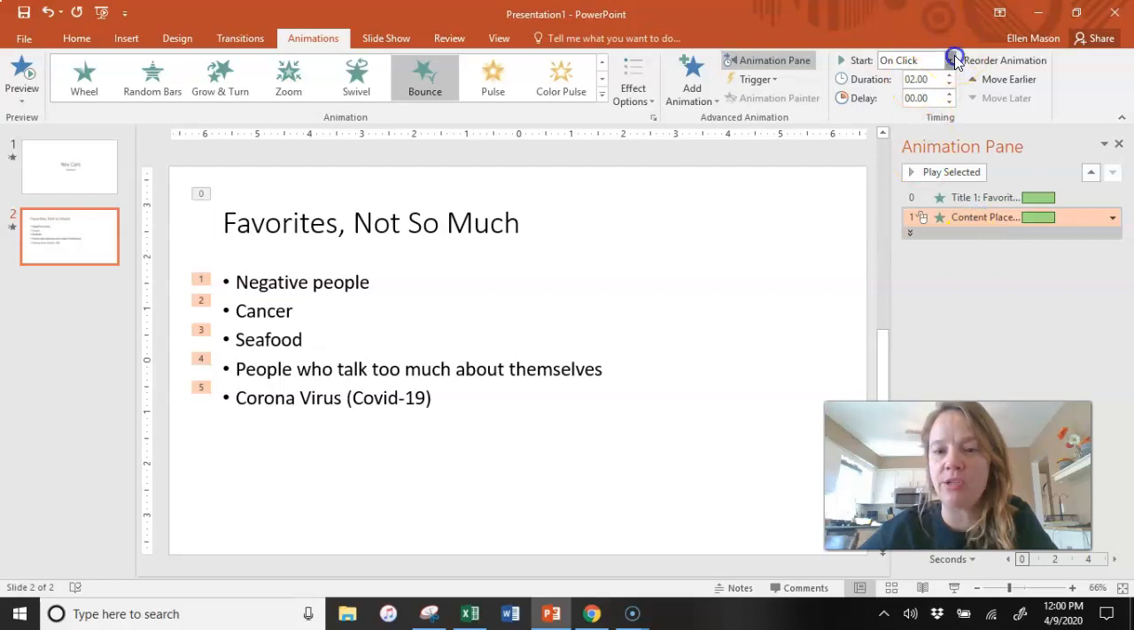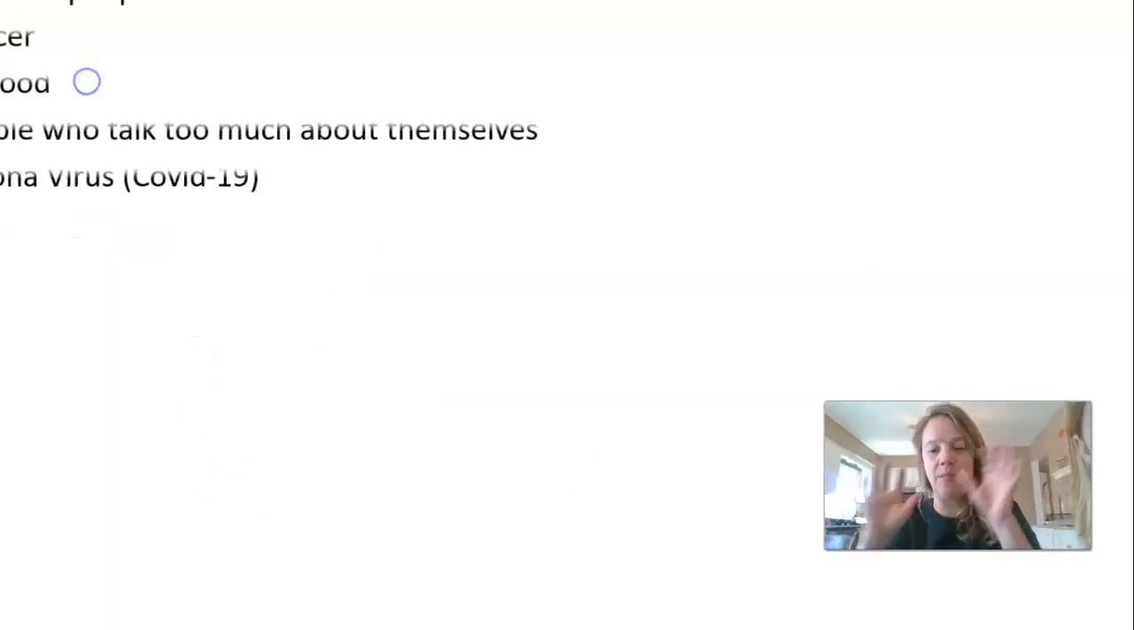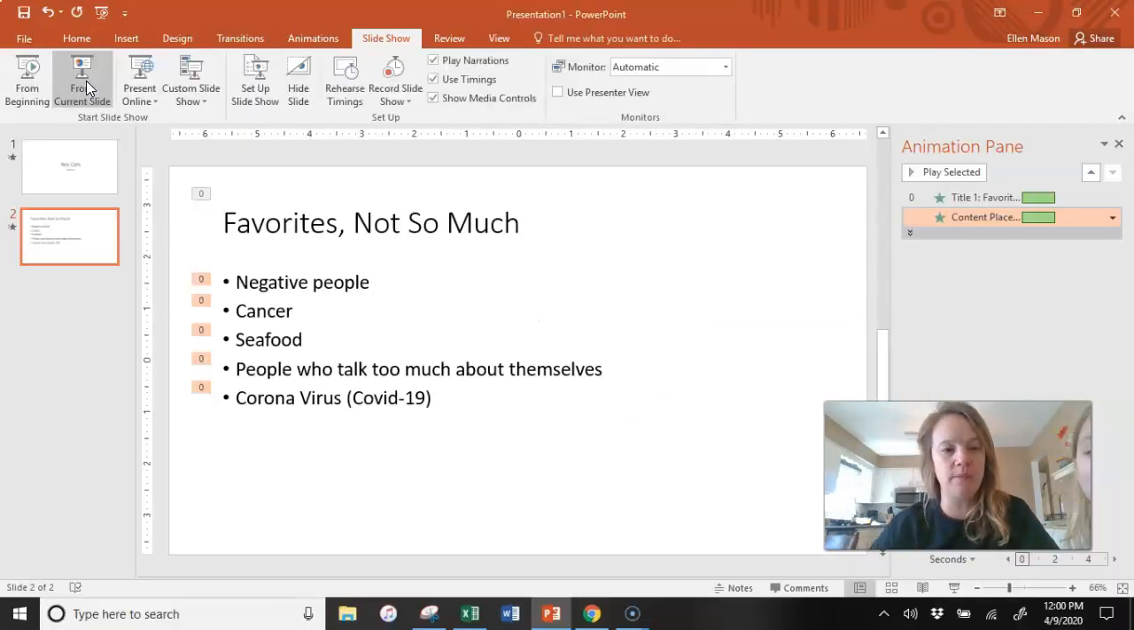And then we're going to come up here. Instead of starting on click, we're going to go ahead and say start with previous. And if you want to test it, you can go to slideshow, hit play from the current slide. Again, without touching it, notice how your title and your bulleted list come in at the same time.